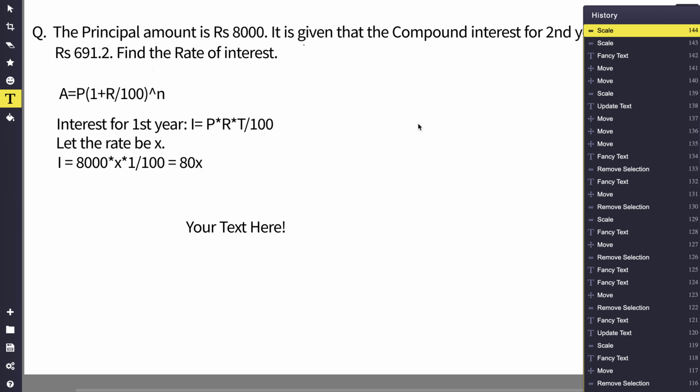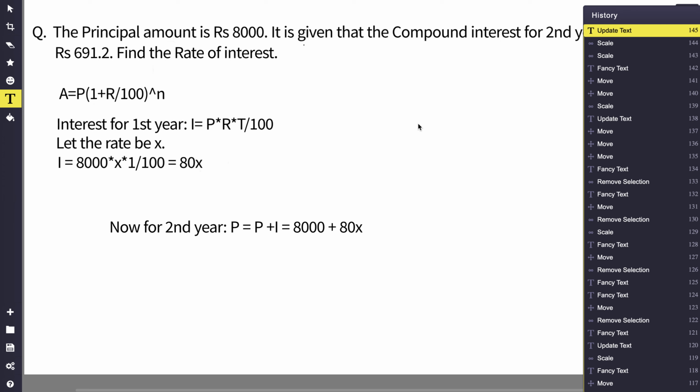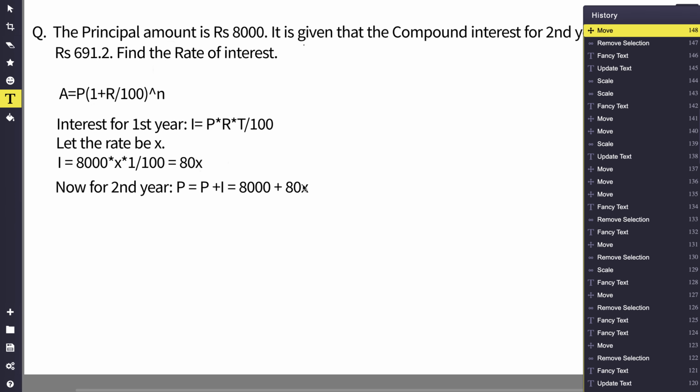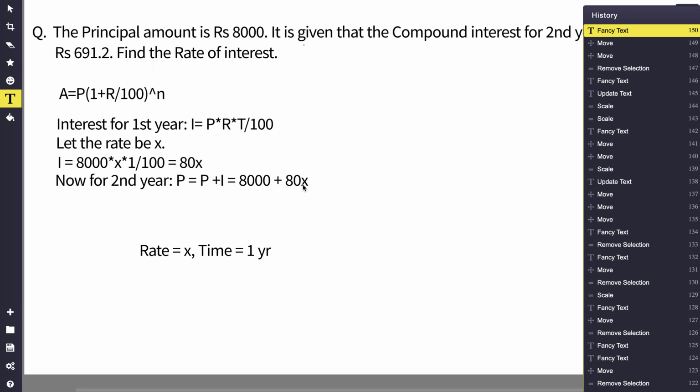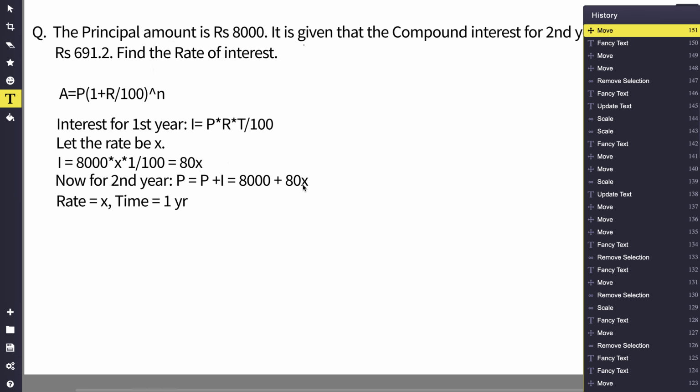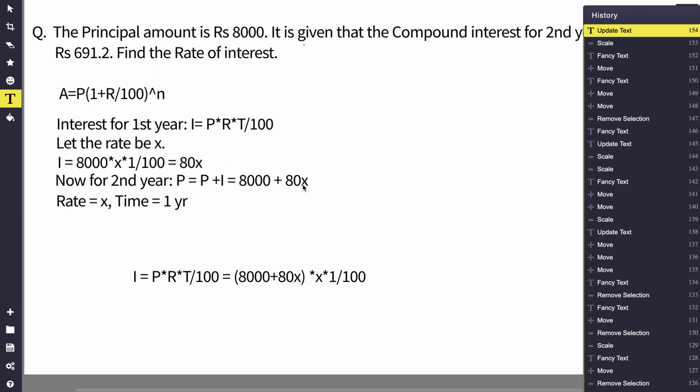Now for the second year, the principal will change. Now the principal will be the principal of the first year plus the interest that we get at the end of the first year. So that will be 8,000 plus the 80x that we got here. And even for the second year the rate remains the same, that is x, and the time will be 1 year. So the interest is P into R into T upon 100, which for this second year is 8,000 plus 80x into x into 1 divided by 100.